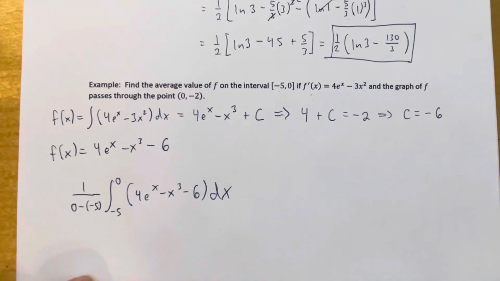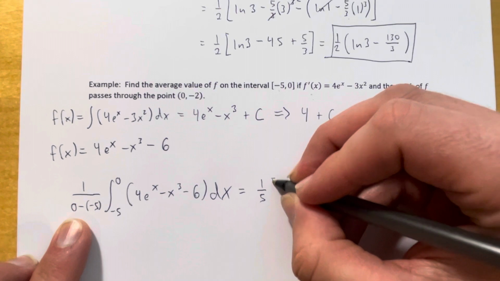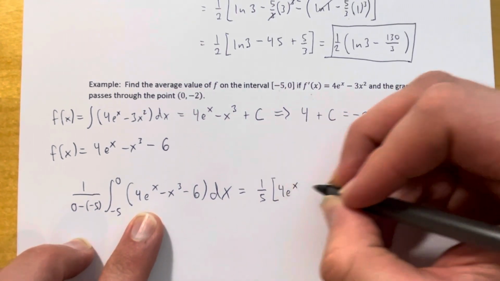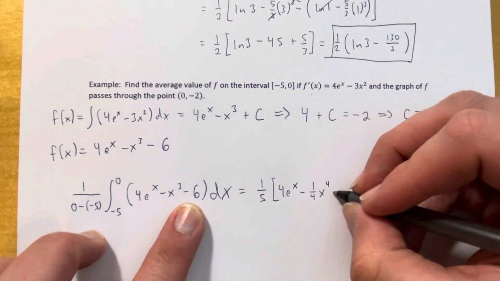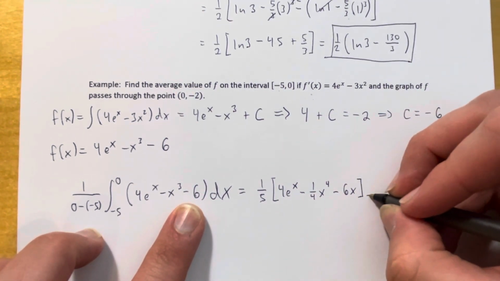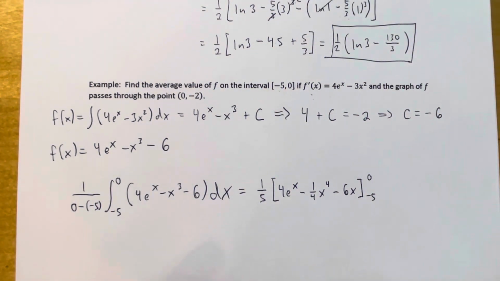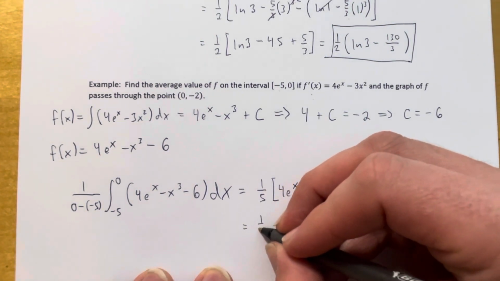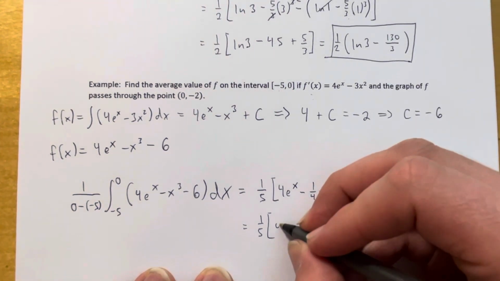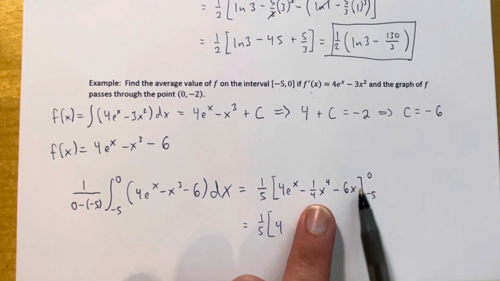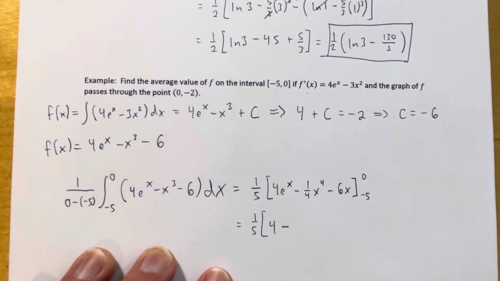Okay, so now that I have this, let's find our antiderivative. This is 1/5 times 4e to the x, which is its own antiderivative. This is going to give me negative 1/4 x to the 4th, and this is going to give me negative 6x, from negative 5 to 0. Okay, now when I plug a 0 in, let's see what happens. Got 1/5. So again, e to the 0 is 1 times 4, that's 4. In these two terms, when I plug a 0 in, both of them go to 0. I'm not even going to worry about writing that. Let's just write what's left.